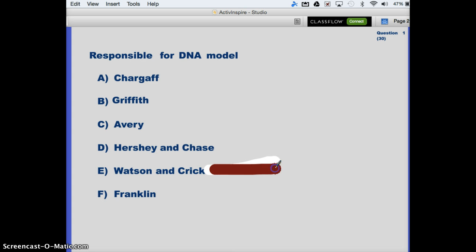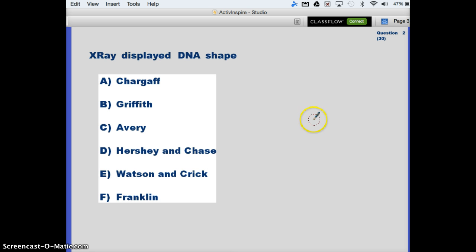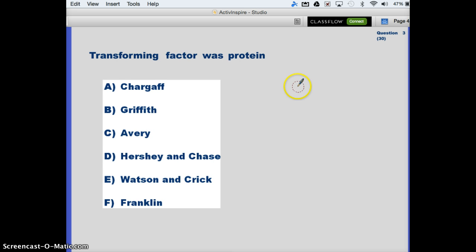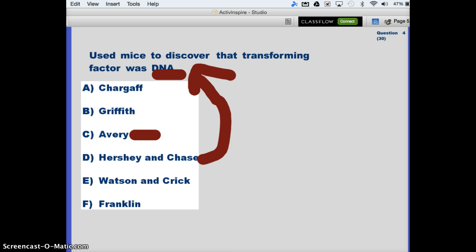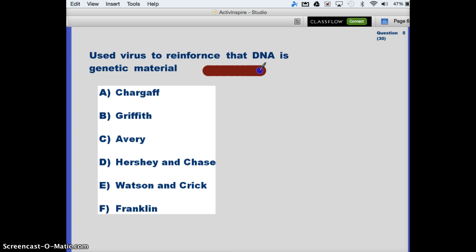Let me change colors. X-ray displayed, that would be Rosalind Franklin. Transforming factor was protein, is Griffith. Used mice to discover that the transforming factor was DNA, so now it's genetic, was Avery. And then Hershey and Chase piggybacked on that with the bacteria, which is right here. I'm sorry, with the virus that affected the bacteria. So it's Hershey and Chase.